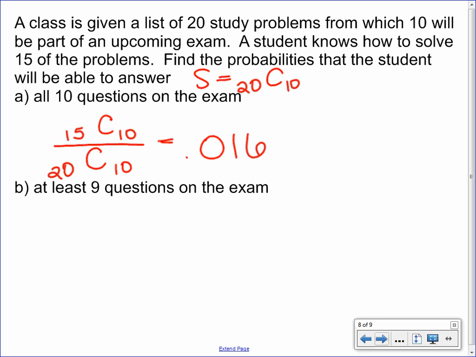At least 9 questions. What does at least mean? He could get 9 correct, or he could get 9 on the test he knows, or he could get 10 on the test that he knows. Okay, we already know what 10 is, right? 15 choose 10, over 20 choose 10, or he could get 9 correct. 15 choose 9, but that only accounts for 9 problems. There's going to be 10 questions on the test.